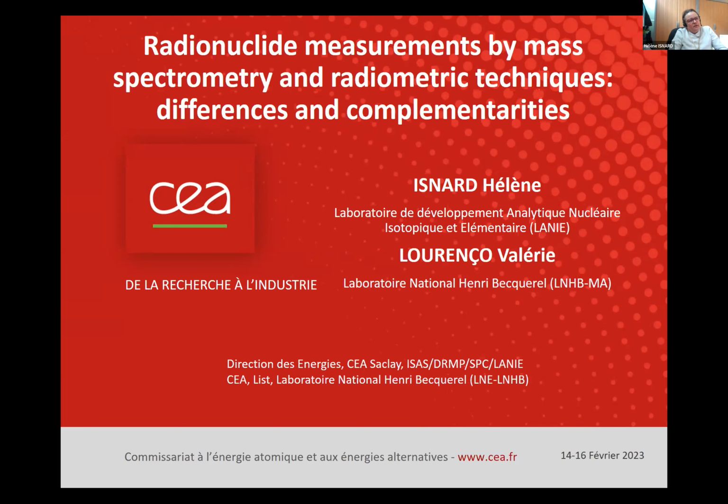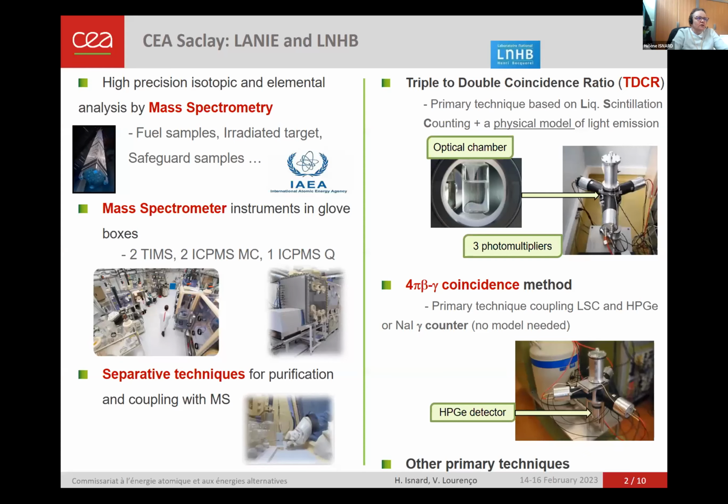These two laboratories have collaborated for around 20 years and are located in the same place at Saclay, in the south of Paris. This slide is just a short presentation of the two labs, of their specificity and their analytical capabilities. LANI is a laboratory part of the Nuclear Energy Division of the CEA, and the major mission of our lab is high precision isotopic and elemental analysis by mass spectrometry. We characterize highly active samples like irradiated nuclear fuel samples, irradiated targets or safeguard samples. And since 2014, we are part of the network of analytical laboratories of the IAEA for safeguard activities.